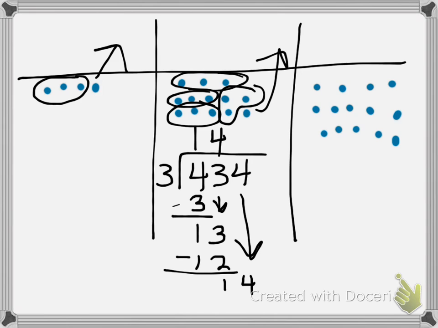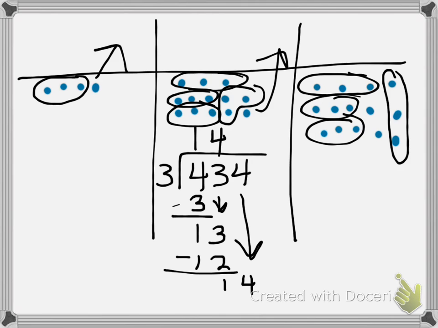So how many groups of 3 can we make with 14 ones? We can make 4. So I'm going to record that above the ones place. So how many ones did we use up with those 4 groups of 3? Again, we used up 12. Sorry, I'm running out of space here. And that leaves us with 2. So there are 2 ones left over. There's nothing left to exchange. So my answer is going to be 144 remainder 2.